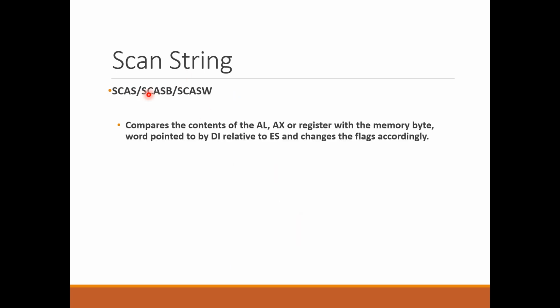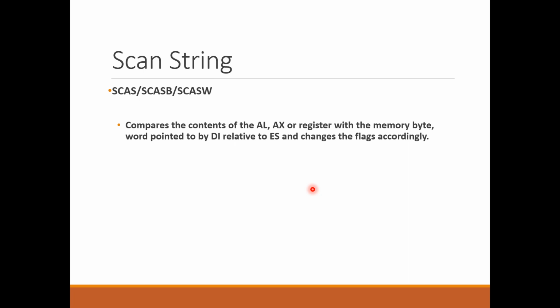And the scan string is just like SCASB or SCASW, scan string in byte or in word. It is the same as compare. Nothing is going to be happening with the string values. Only the flags are going to be changed accordingly, for example, if the result is 0 or not. And in the compare instruction, we were comparing the value inside the source index and the destination index, or the value inside those memory locations whose offsets are specified by the source index and the destination index register.